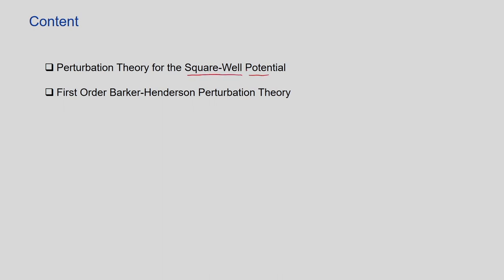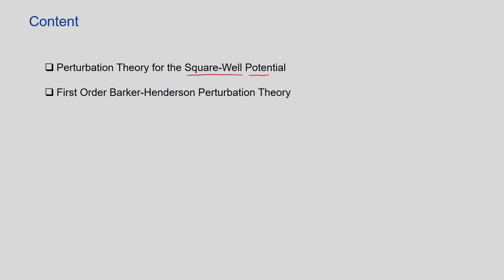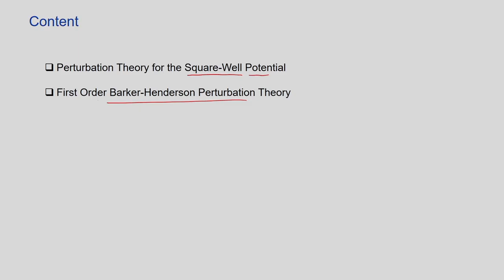We will describe the square well potential as a sum of a reference potential plus a perturbation potential. That perturbation potential will be defined using the first order Barker-Henderson perturbation theory. Barker and Henderson are the names of the scientists who developed this theory. We are discussing the first order; you can also have second order, third order, likewise. The calculations become much more complex, so it's all mathematics. We focus on the first order, and you can then take up the higher orders.